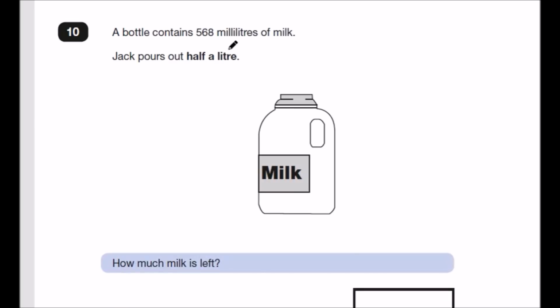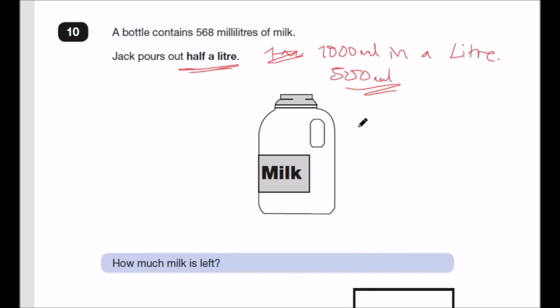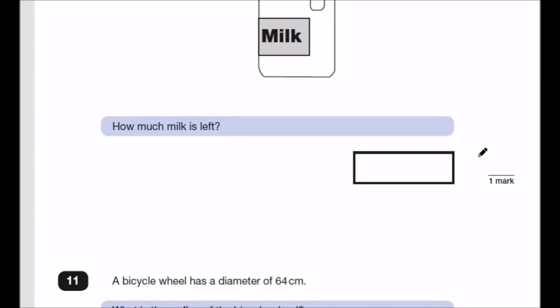So a bottle contains 568 milliliters of milk. Jack pours half a liter. So remember, in a liter, there is 1,000 milliliters. So that means half of it would contain 500 milliliters. So Jack pours out half a liter, so we subtract half, 500, from this amount. So 568, take away 500, well, this will cancel out, so you're left with 68.